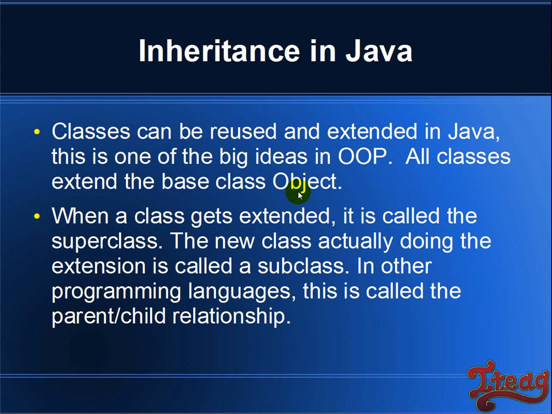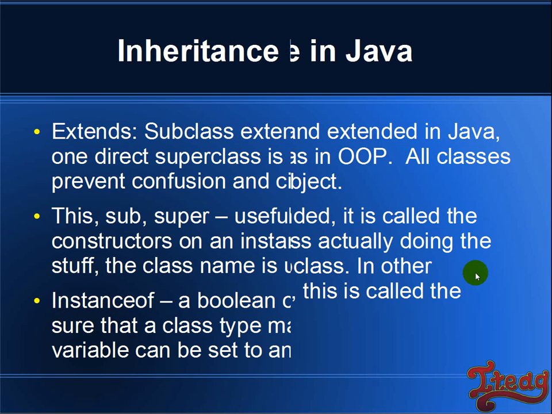A superclass? Subclass? What? Okay, yes. When a class gets extended, it's called the superclass. So you're making a new class and it's extending a class, and this new class that you're making is called a subclass, and the one that you're extending it off of is the superclass. So that's the relationship. In other programming languages, this is called the parent-child relationship. So a little bit of terminology there for you for doing inheritance.